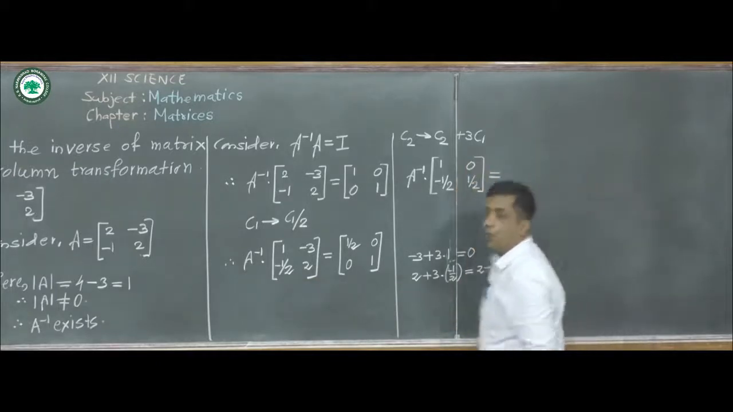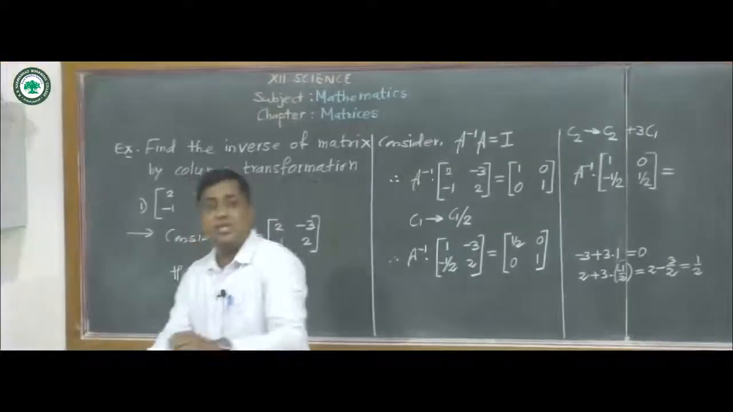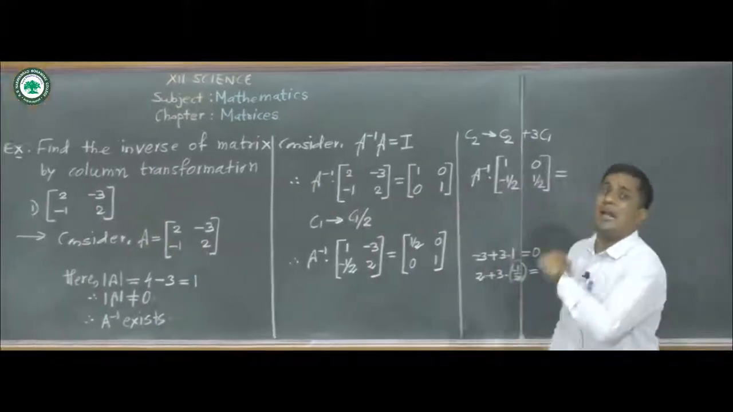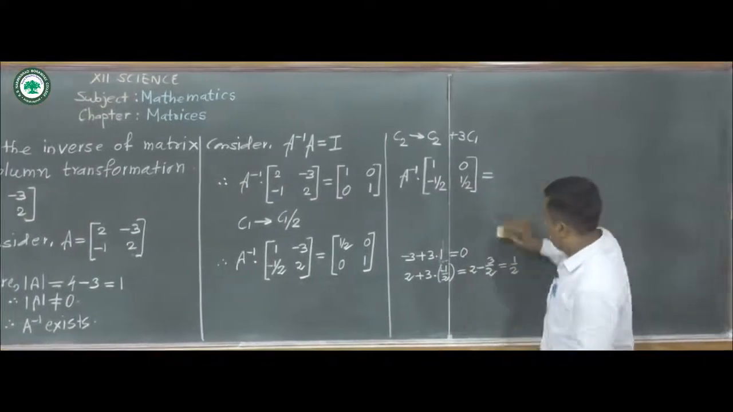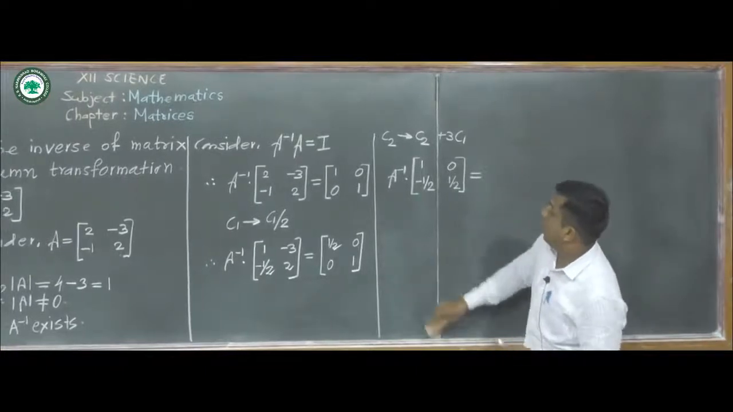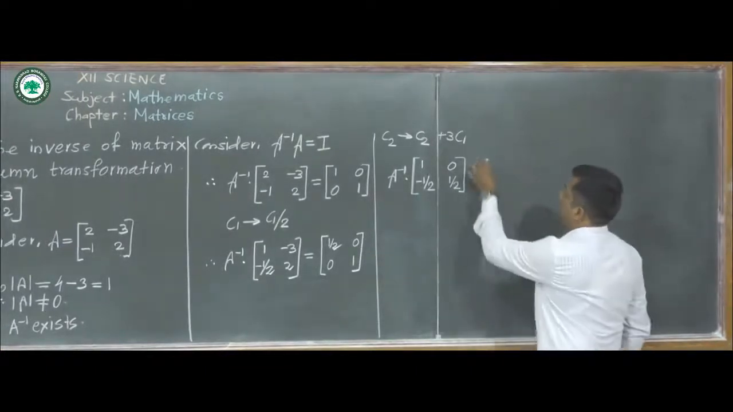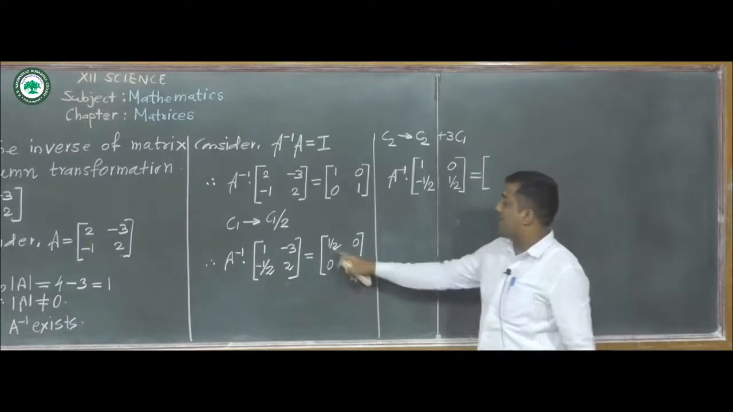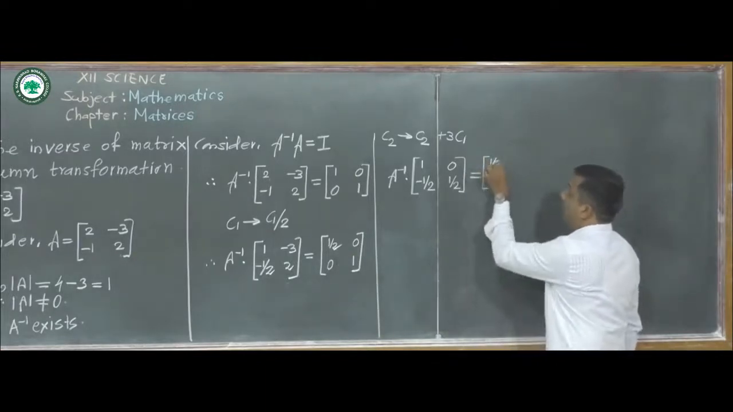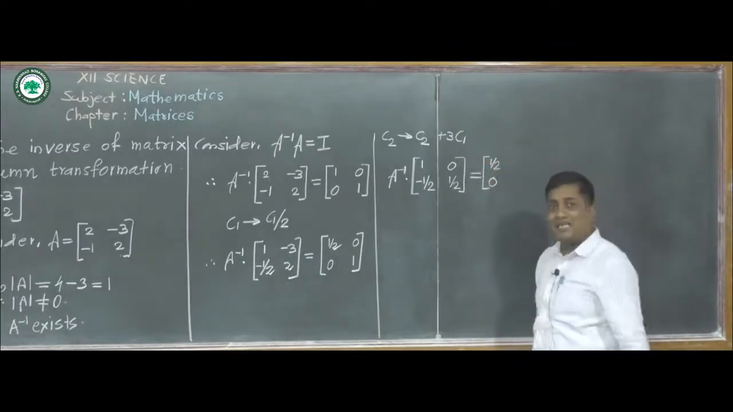Now this is equal to, in the RHS we perform the same transformation. Firstly, we keep our first column as it is, that is 1 upon 2, 0 as it is.